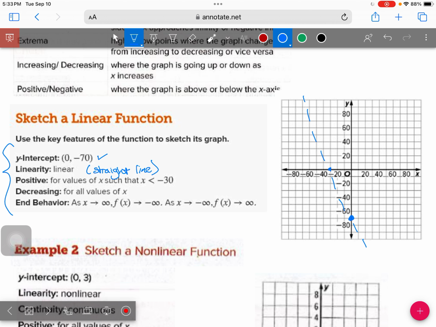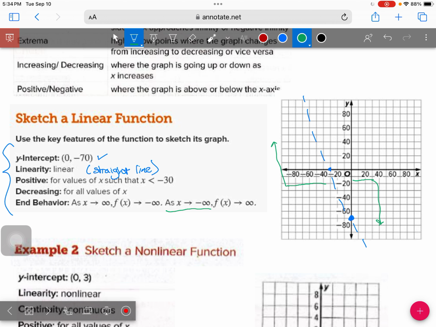And let's check the end behavior. As x is approaching positive infinity, so as x gets bigger this way, my graph is going to negative infinity. Yes, that looks like it's happened. And as x is approaching negative infinity, so as we go further and further negative, my graph is going positive. So hey, that looks pretty good.